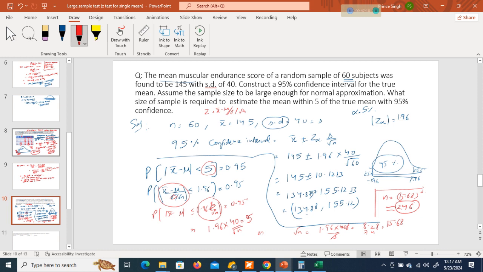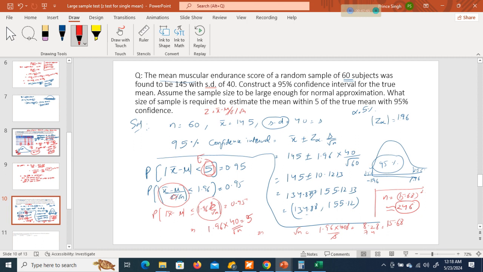So this should be the sample size such that the true value falls within 5 of the estimated mean value. Whenever you are given this kind of question, you can use this particular formula. Whatever the error is given here, you need to compare it with 1.96 s upon square root of n if it is 95%, or z alpha.